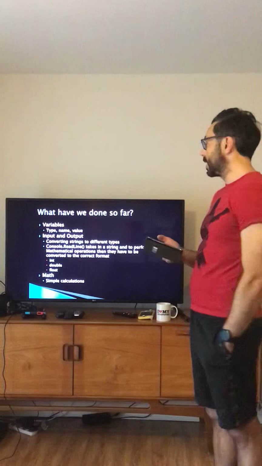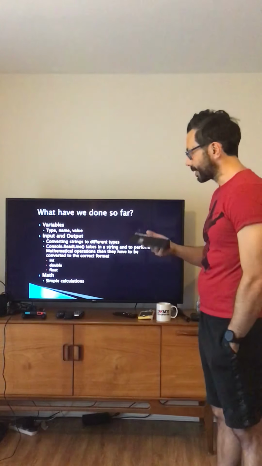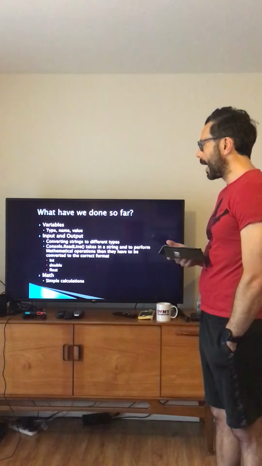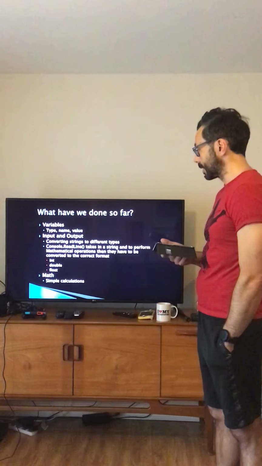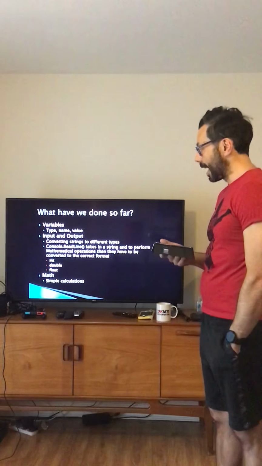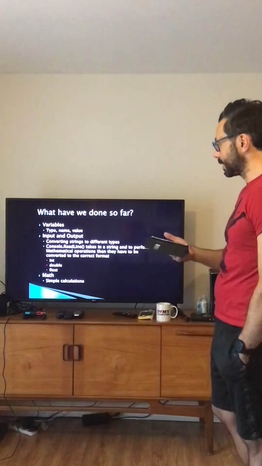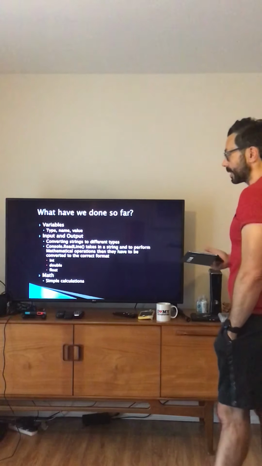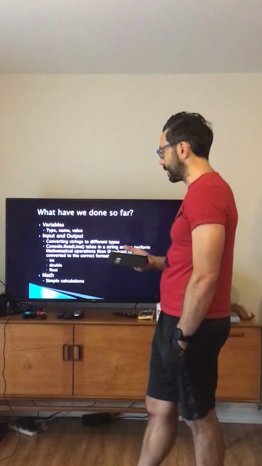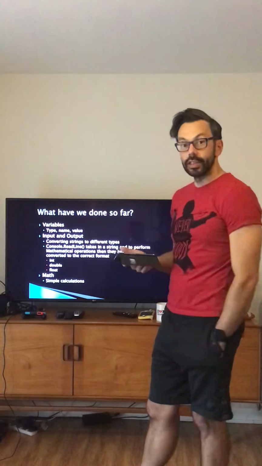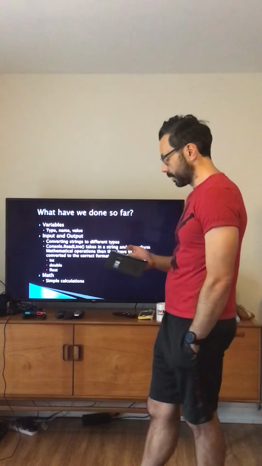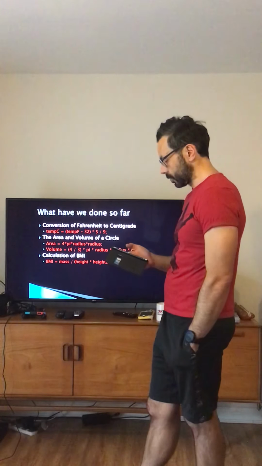We've had a look at variables in terms of variables having a type, a name, a value. We've looked at input and output, so converting strings to different types. So Console.ReadLine takes in a string, and to perform mathematical operations, they have to be converted to the correct format, so things like integer, double, or float, in performing mathematical calculations.